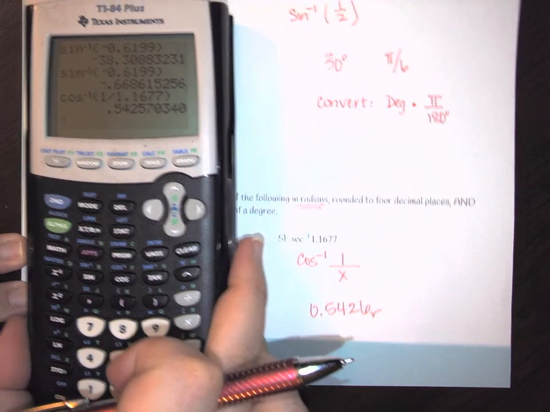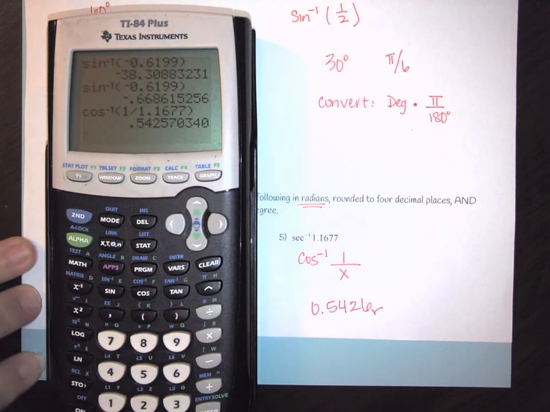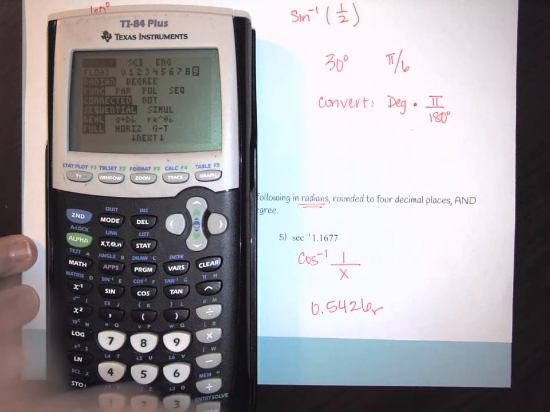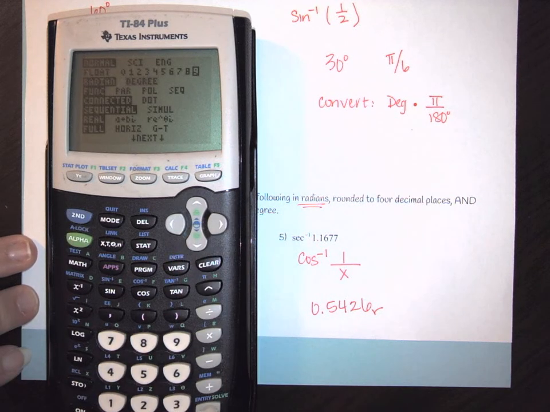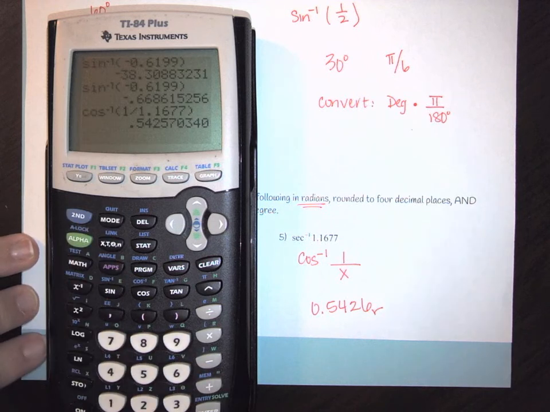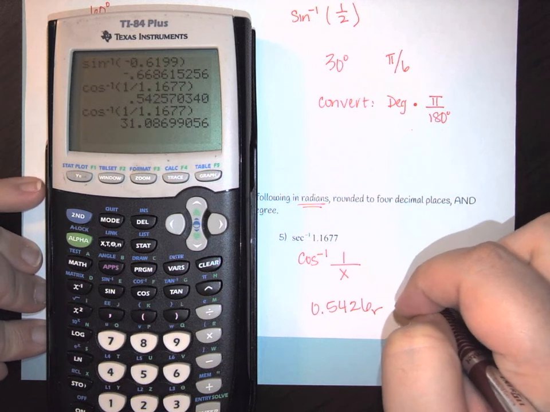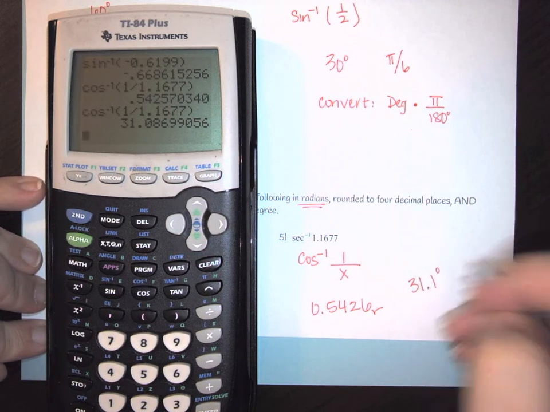You then need to switch your mode back over to degrees. So we're going to go to mode. We're going to come down, highlight degrees, hit enter. Then we can exit out of that, and here we're going to grab what we just did, so highlight it, hit enter one more time, and now it gives you a degree measure. So here this is going to be 31.1 degrees.